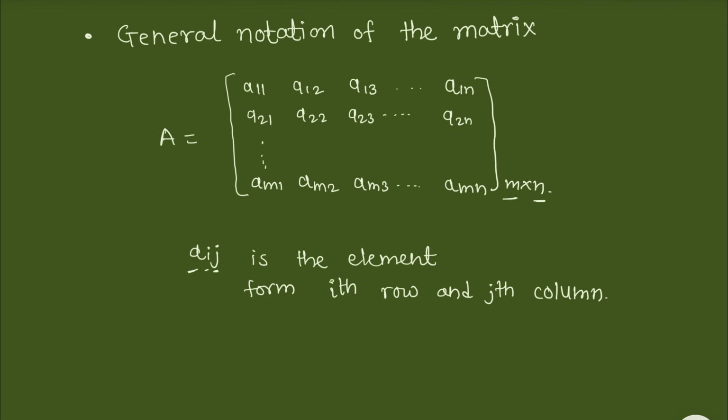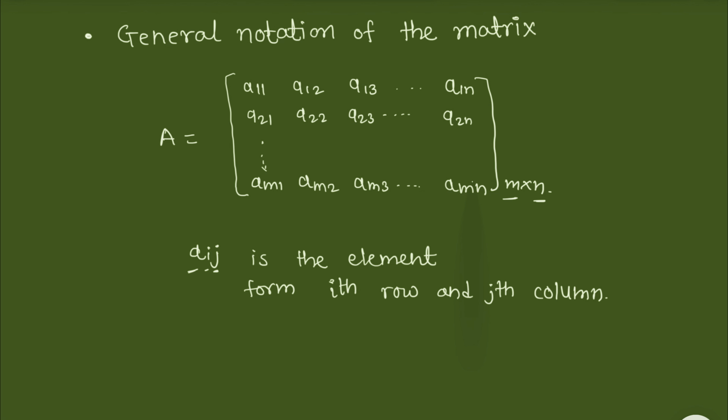Here is the general notation of the matrix A with m rows and n columns. All the elements are denoted by aij, that means i is the ith row and j is the jth column, where a11 is the element from the first row and first column, a22 is the element from the second row and second column. Similarly, a13 is the element from the first row and third column, and amn is the element from the mth row and nth column.